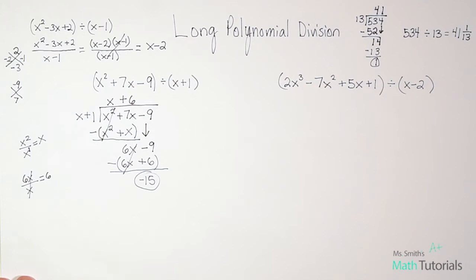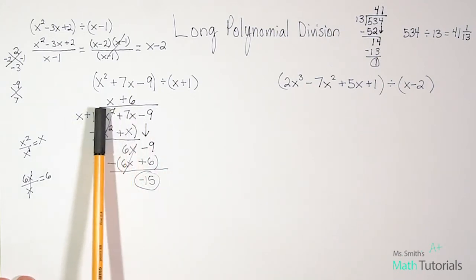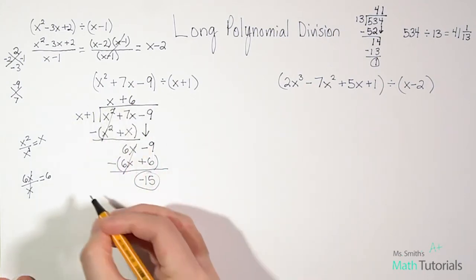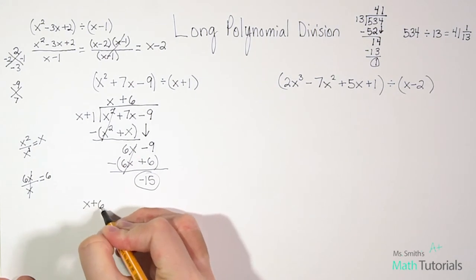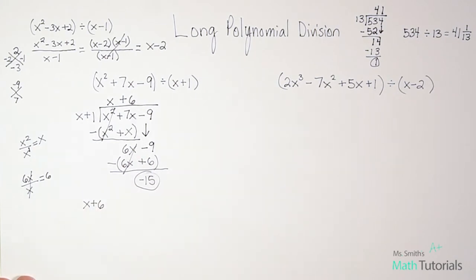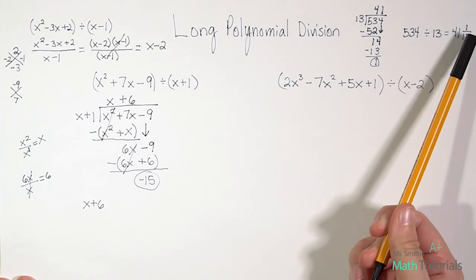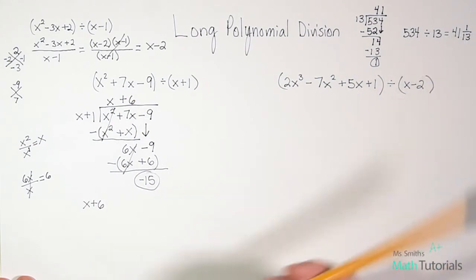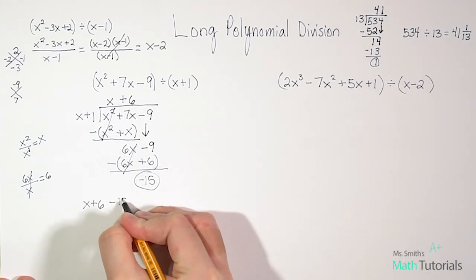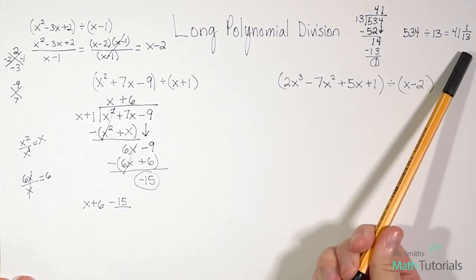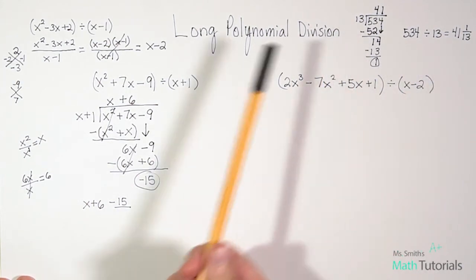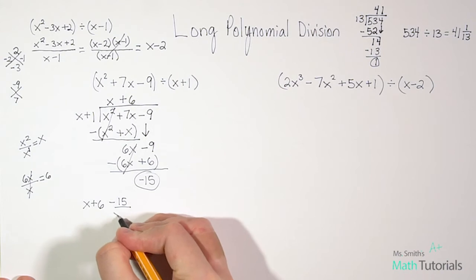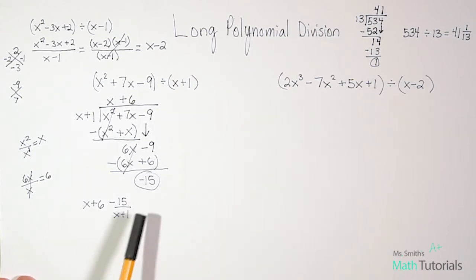So we're going to rewrite this as the actual answer we got up here, so x plus 6. Now we're going to include our remainder. So we're going to do the actual number we got in the numerator, so negative 15. And in the denominator, we're going to put, just like we put 13, we're going to put x plus 1. And that is your simplified answer.